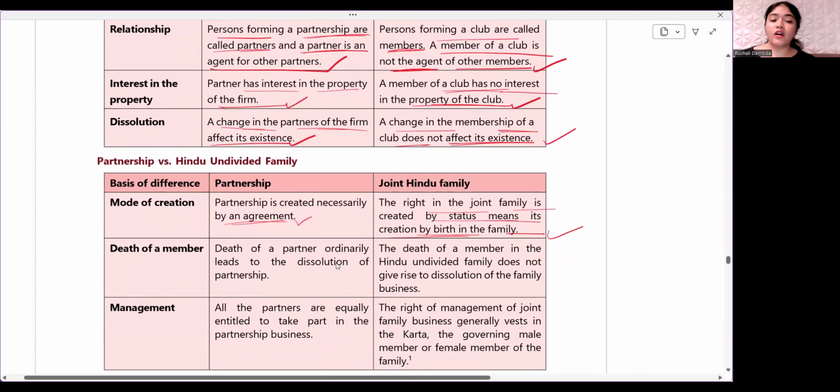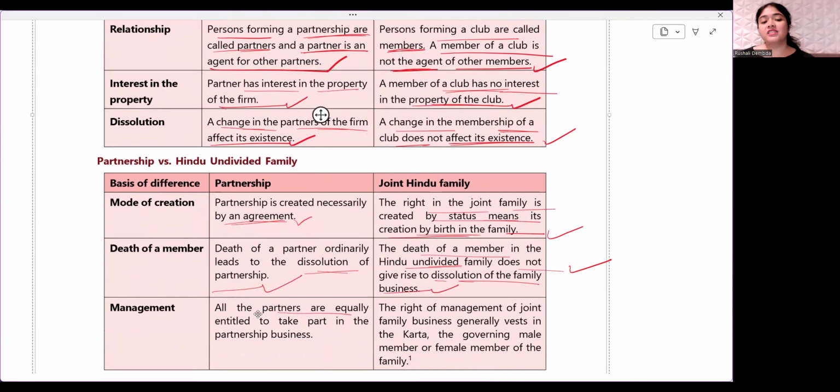Death of a partner ordinarily leads to dissolution of partnership. If one or two of the partners of a partnership firm die, this may lead to dissolution. But if a member of an HUF dies, that does not give rise to dissolution of the family business. The family business is still going to continue. If the grandfather dies, the sons will take forward the business.